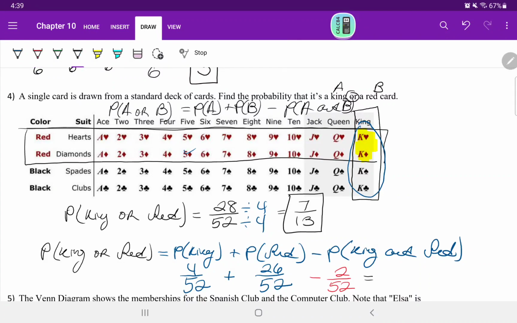Same denominators, combine the tops. 4 plus 26 is 30. 30 minus 2 is 28. So that's 28 out of 52. And that is 7 over 13.